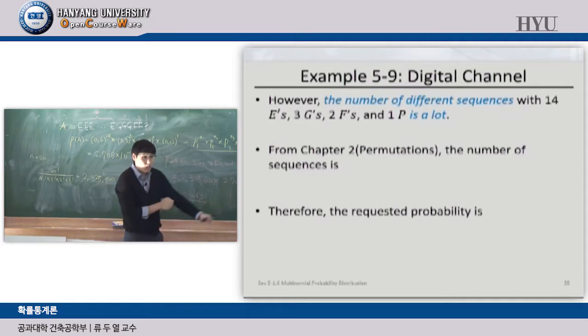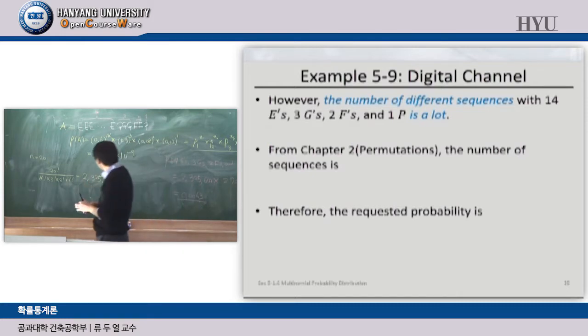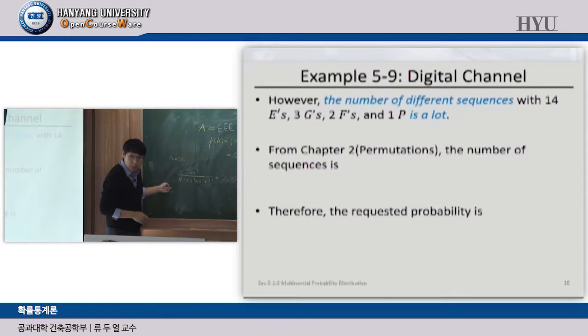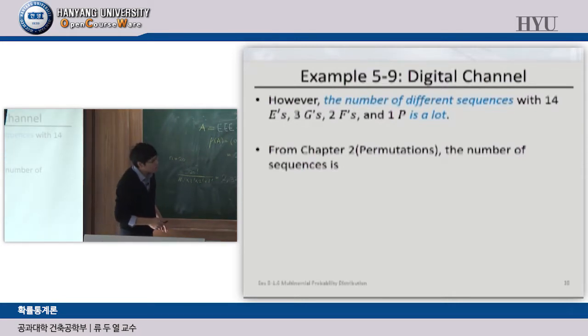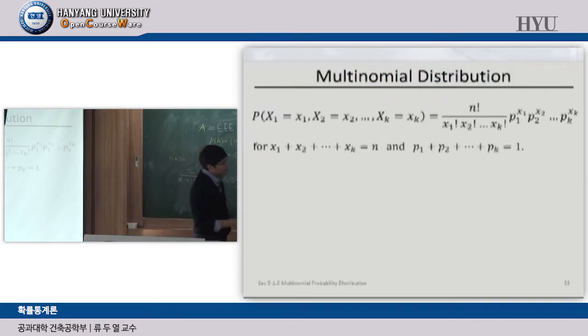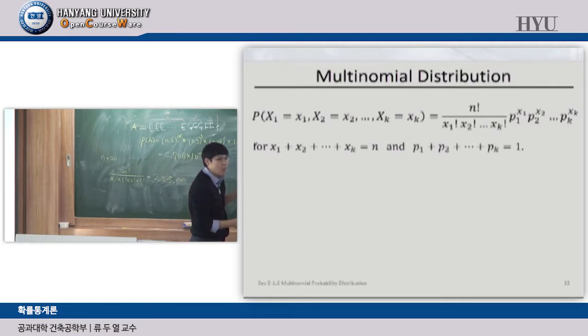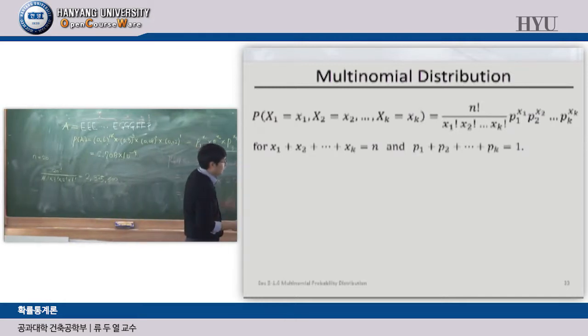Okay? So based on this example, now we understand why we have to use this kind of relationship, right? This is the number of sequences based on the permutation, and this is the probability for one typical sequence. So in the case of the multinomial distribution, the probability can be obtained based on this equation.